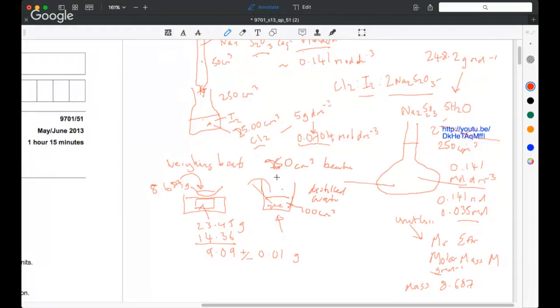All right. And then you get a glass rod, and you stir everything, and you just make sure that it's dissolved. Okay. And then once everything is dissolved, you take your volumetric flask, and you put a funnel in the top, so you're not going to drop anything. Then you tip the beaker, and everything that was in the beaker goes into the bottom of the flask.